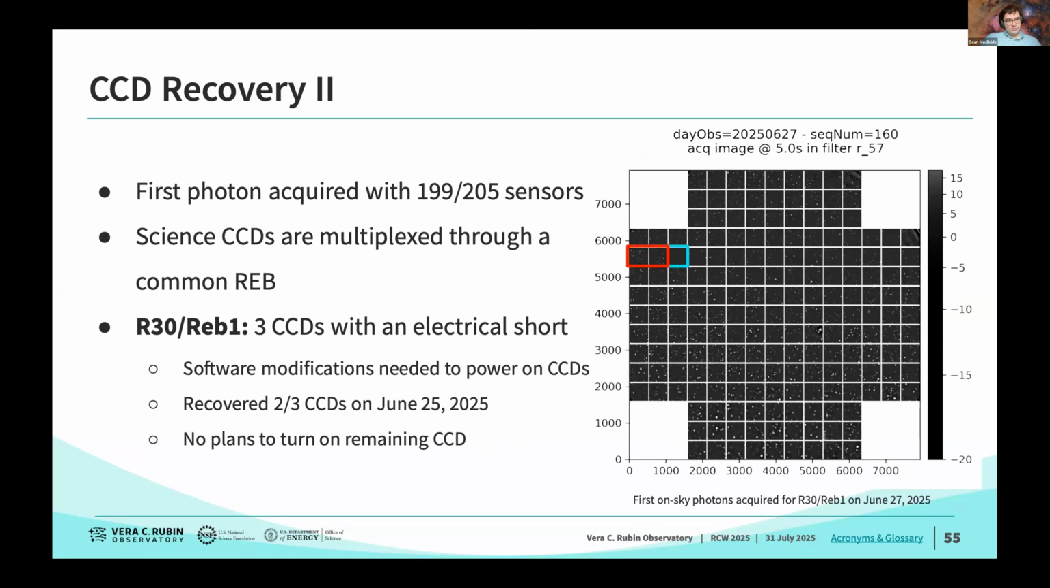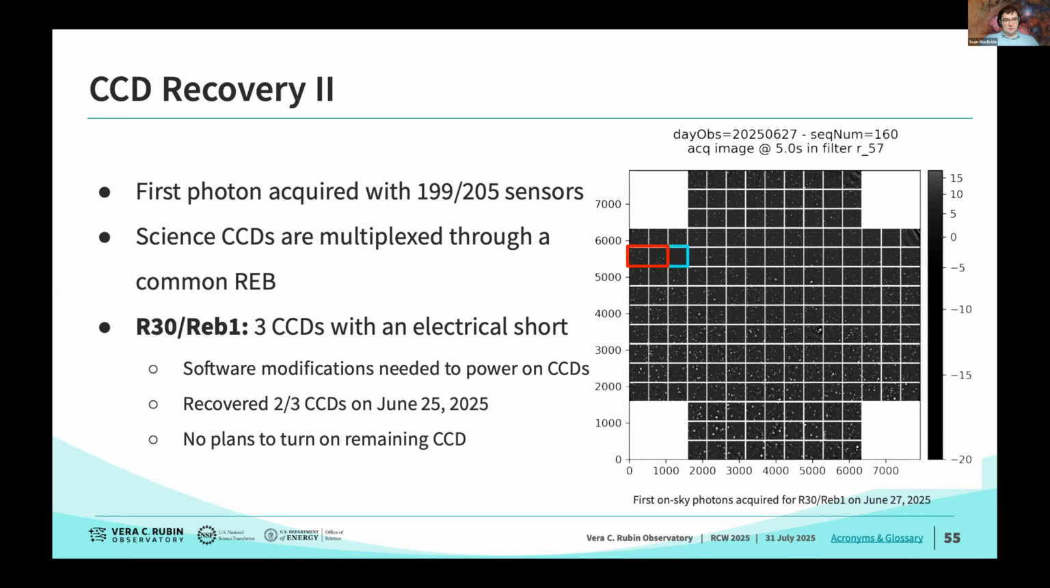And we had one other issue related to CCDs. We identified, during early slews of the telescope mount assembly, a likely identical electrical short on one readout electronics board. And this affected 3 CCDs. We quickly stopped to assess the issue because electrical shorts are some of the more dangerous kinds of electrical failures that we can experience on the focal plane.